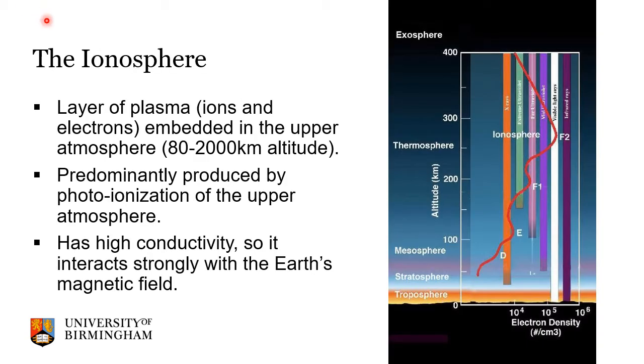The ionosphere is a layer of plasma embedded in the upper atmosphere between roughly 80 and 2,000 kilometers altitude. It's predominantly produced by photoionization of the upper atmosphere by energetic photons from the sun. And by virtue of it having high electrical conductivity, it interacts very strongly with the Earth's magnetic field, producing dynamics that are much more complicated than one would expect from a region of our atmosphere.